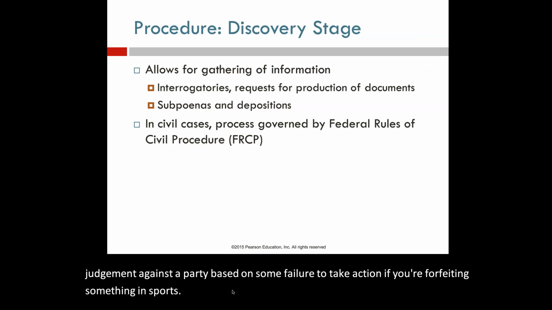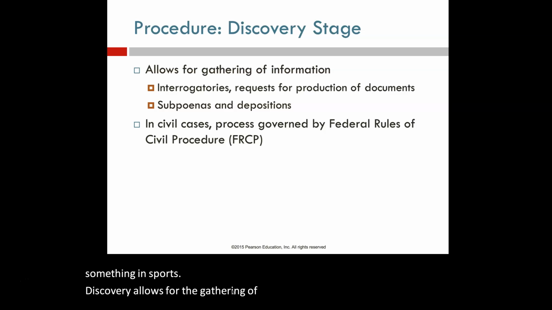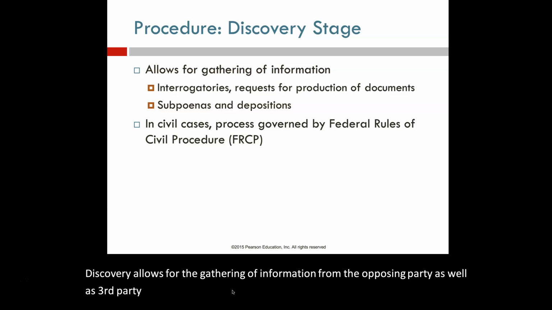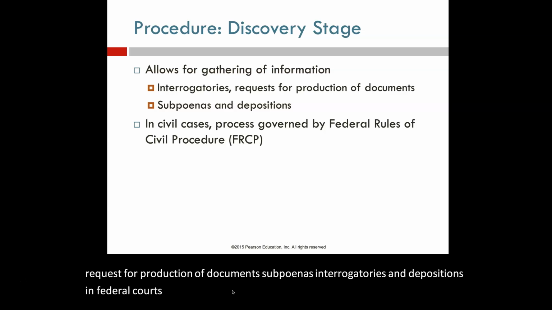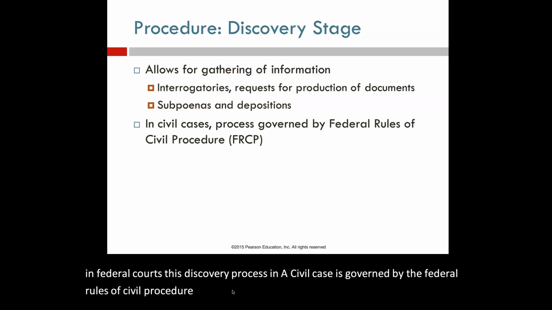Discovery allows for the gathering of information from the opposing party as well as third-party witnesses. Information is typically gathered or discovered via a request for production of documents, subpoenas, interrogatories, and depositions. In federal courts, this discovery process in a civil case is governed by the Federal Rules of Civil Procedure, FRCP.